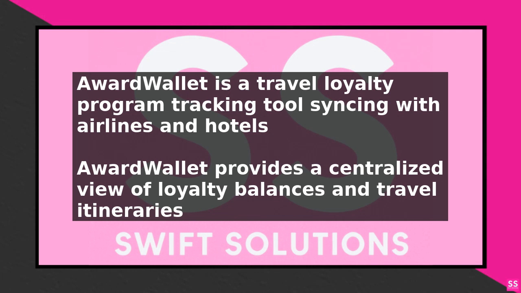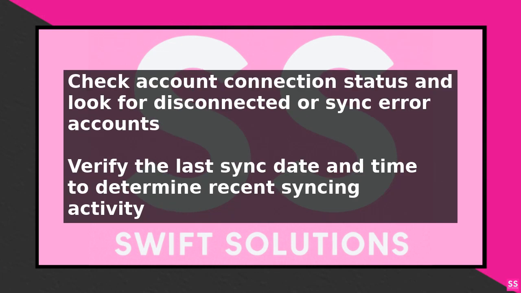The first step in troubleshooting sync errors is to check the account connection status. Log into your AwardWallet account and navigate to the Accounts page. Look for any accounts that are listed as disconnected or have a sync error. Check the last sync date and time to determine if the account has been syncing recently.